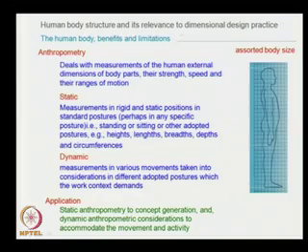Human body structure and its relevance to dimensional design practice. The human body benefits from assorted body sizes. Anthropometry deals with measurements of the human external dimensions of body parts, their strength, speed and their range of motion. Static anthropometry is measurements in rigid and static positions in standard postures, perhaps in any specific posture, that is standing or sitting or other adopted postures, as for example heights, lengths, breadths, depths and circumferences. The dynamic measurements are measurements in various movements, taken into consideration in different adopted postures which the work context demands.